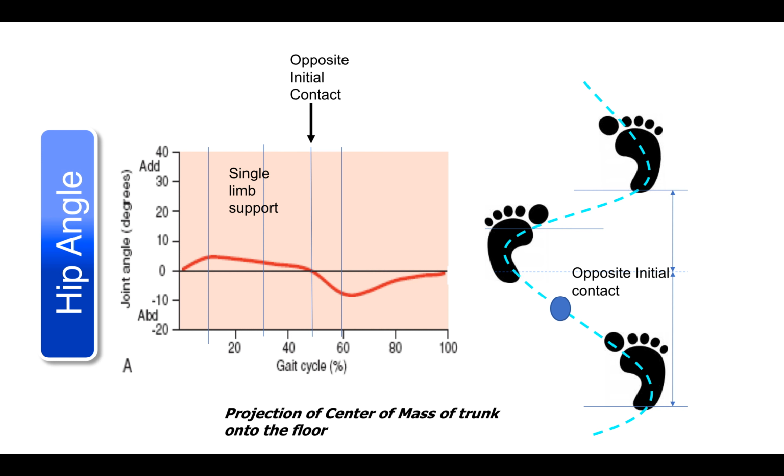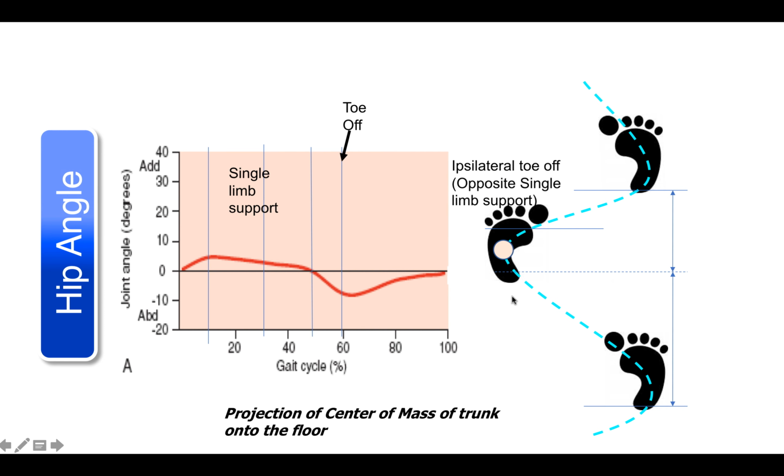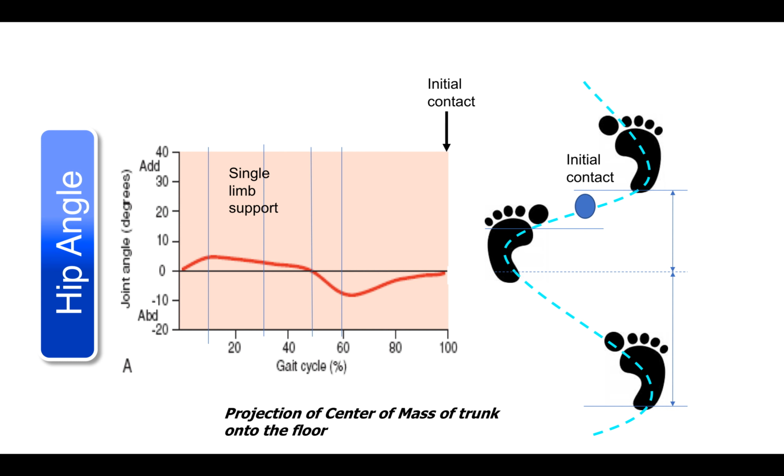And now we're back to the beginning of double limb support when we have opposite initial contact. So now the center of mass is halfway between each foot. And then as we go to opposite toe off, the center of mass now is in the middle of the opposite stance foot. And then as we go to initial contact, completing the gait cycle, we're back into another period of double support. The center of mass is between each foot.